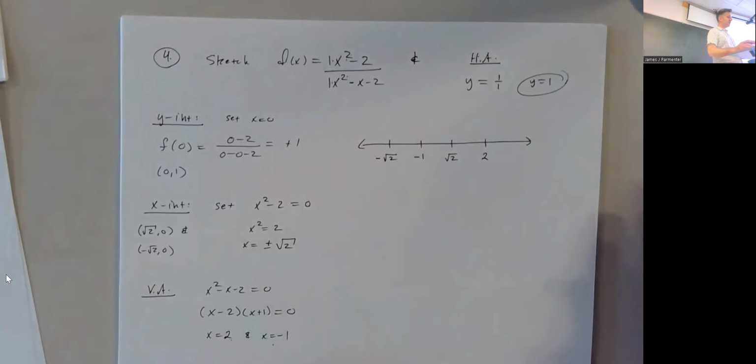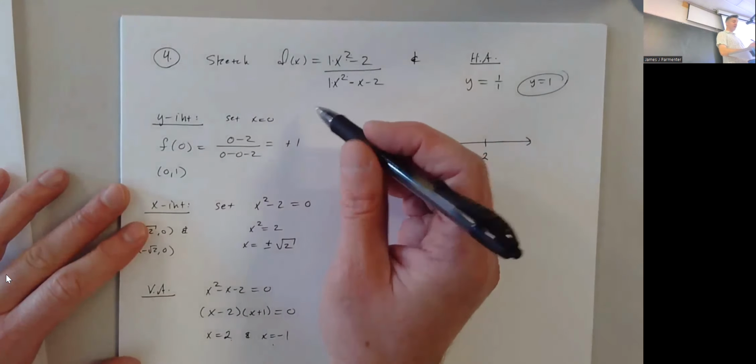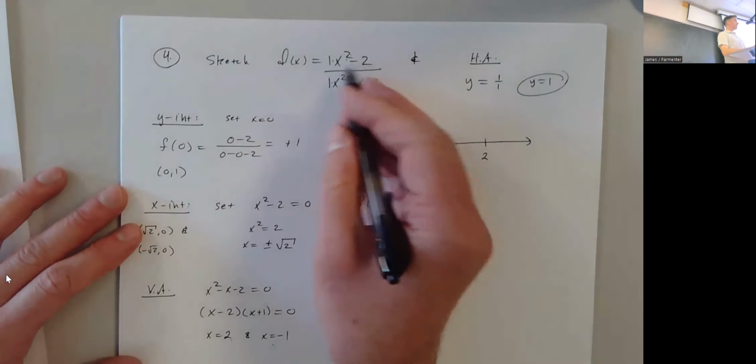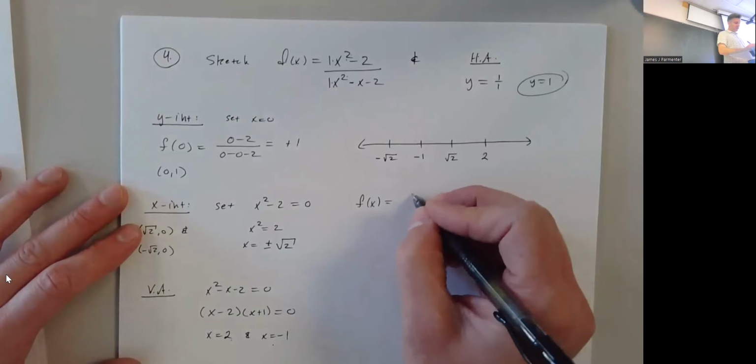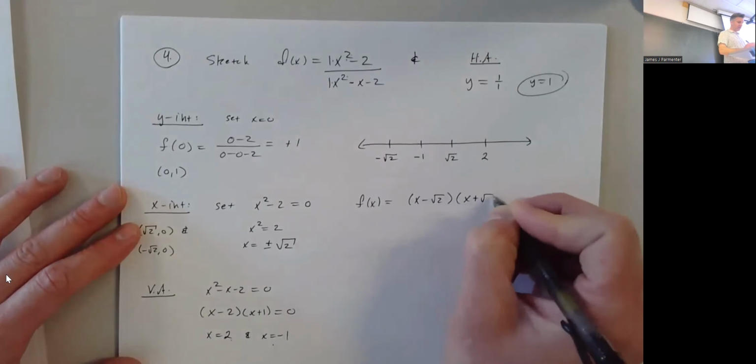Yeah. So here's where I probably actually would factor this to make it easy to fill out my sign chart. So I'm going to rewrite my function f of x. I am going to factor x squared minus 2, which does factor as x minus root 2 times x plus root 2.